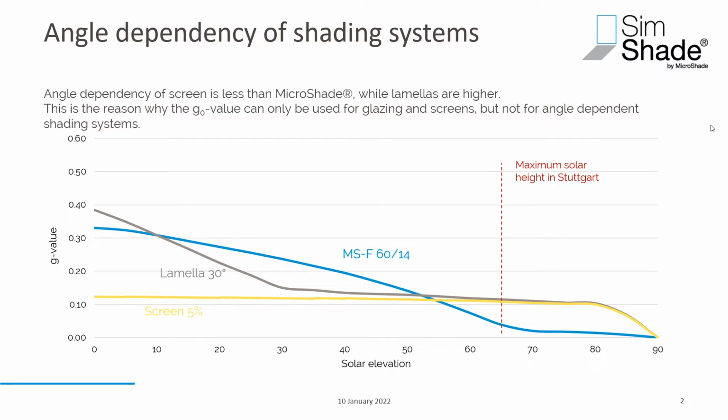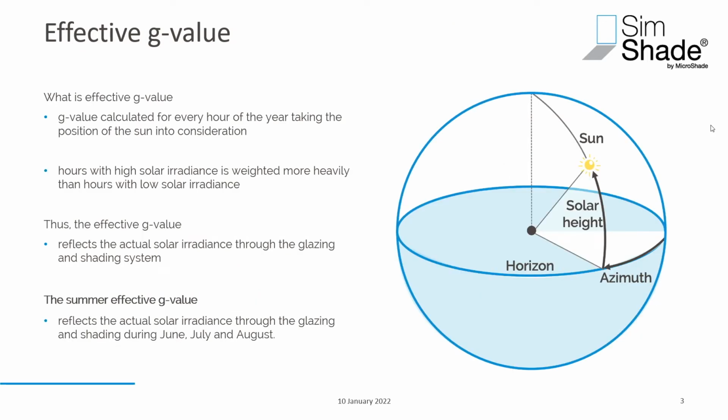Because the G-value is not constant with solar height for the lamellar system and for the microshade, the G0 value is not a very good description of the performance, and therefore we need to use the effective G-value to describe their performance. So what is the effective G-value?